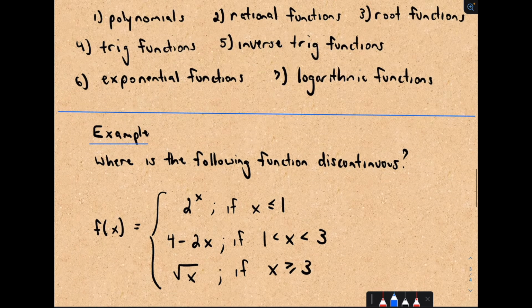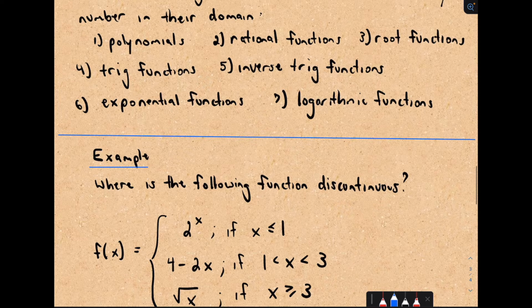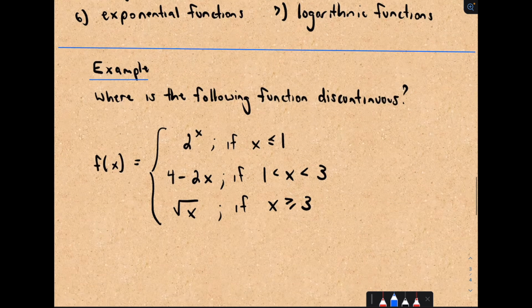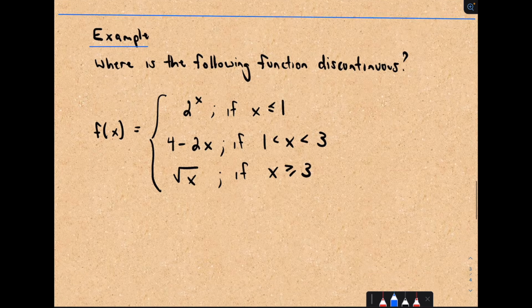Well, okay, I've got an exponential function. This is a polynomial function. This is a root function. Polynomials, root functions, and exponential functions are continuous on their domain. So all of these functions are defined on their respective domains. So the only place there might be an issue is where they break apart.